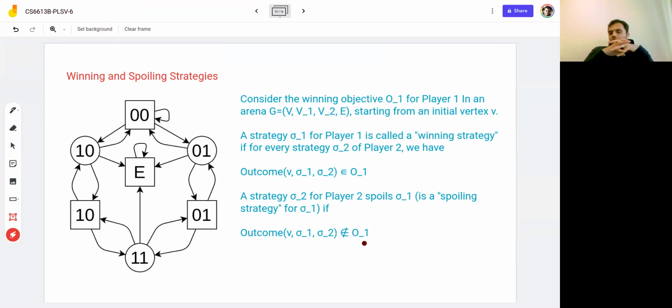And of course, I defined these things only for player 1, but you can just swap the 1 and 2 and define the same things for player 2. So you can define a winning strategy for player 2, and you can also define a spoiling strategy in the very same manner. And again, by definition, a strategy for player 1, sigma 1, is a winning strategy if and only if it doesn't have a spoiling strategy, right? So either there exists a spoiling strategy sigma 2 for sigma 1, or sigma 1 is a winning strategy.